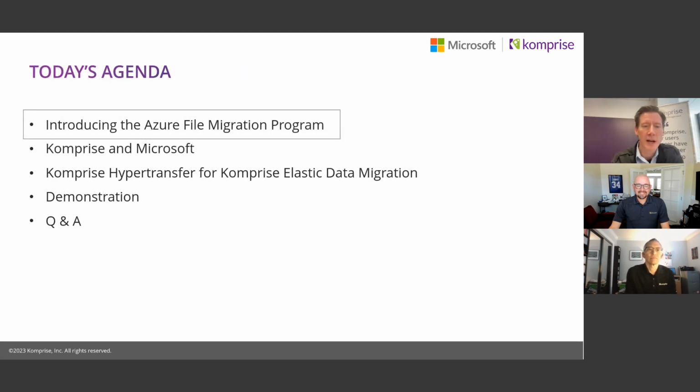So the agenda, we're going to have Karl introduce us to this fantastic program that Microsoft's kicked off. Karl's really, I think you've been kind of the driving force called the Azure File Migration Program. We're going to talk about the partnership with Komprise and spend a lot of time in the demo. Paul, who runs product management at Komprise, is going to be showing you what we call Hypertransfer and how to really accelerate. We've actually run some performance testing, 25 times faster SMB migration performance with Hypertransfer for our elastic data migration. So that's the agenda. Let's jump right in.